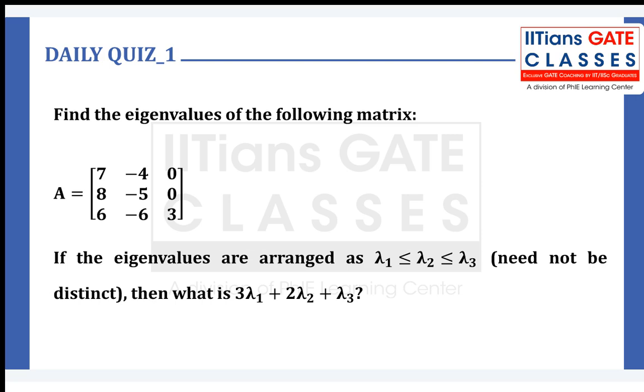So let's start. This is the first question where you're supposed to find the eigenvalues for the following matrix A, which is a 3 by 3 matrix, given as follows. If eigenvalues are arranged in increasing order, irrespective of their sign, and they need not be distinct, so it can be a case of repeated eigenvalues, finally you are supposed to evaluate this expression. Once you know the eigenvalues, you can evaluate this expression. That's not a big issue.